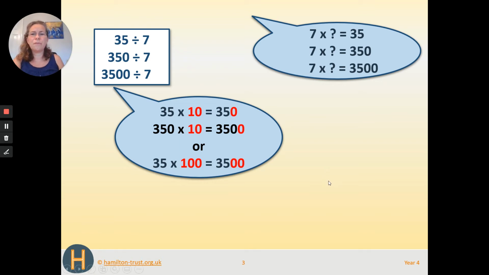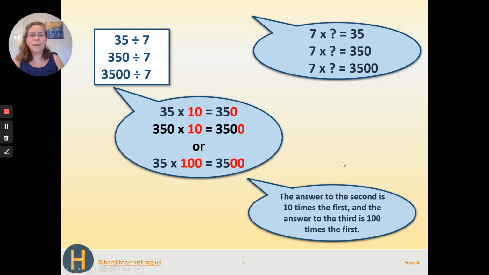So let's work out the first one, and then we can work out the other two easily. 35 divided by 7 is the same as 7 times something equals 35. The answer to the second, 7 times something equals 350, is 10 times the first, and the answer to the third, 7 times something equals 3,500, is 100 times the first. What times 7 gives us 35?